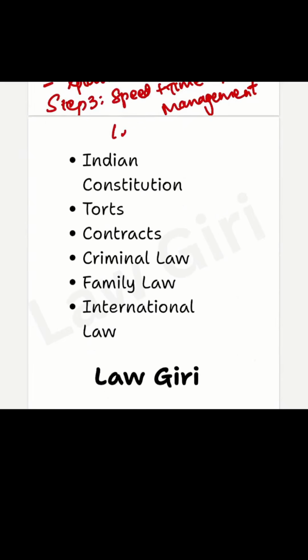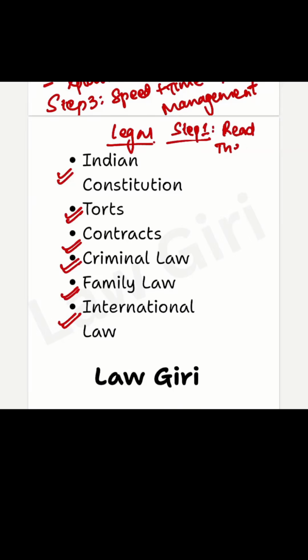Then we have our legal aptitude. For legal aptitude, you need to cover your Indian constitution, torts, contracts, criminal law, family law, international law. Now, step 1 is that you read the theory. Okay, now you read the theory, you don't need to learn anything because nothing is going to come from legal GK. Whatever legal GK type of questions you are seeing in the legal aptitude section of CLAT, it is all from your current affairs. So current affairs are really, really important now because memory based questions in the legal section are also coming from current affairs.